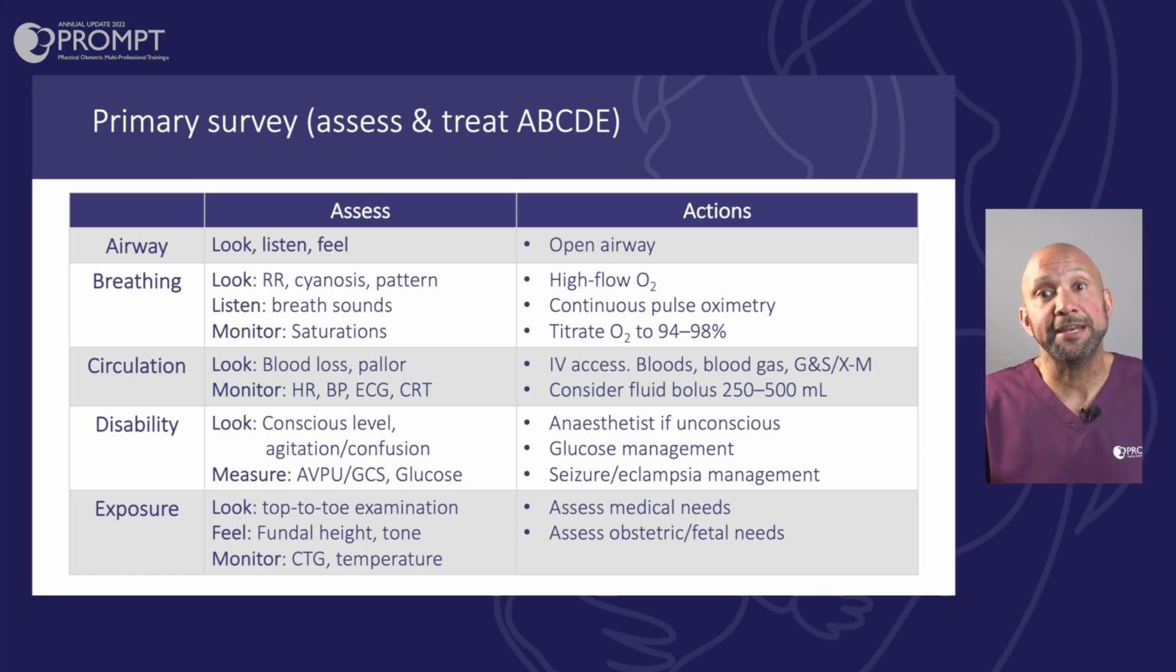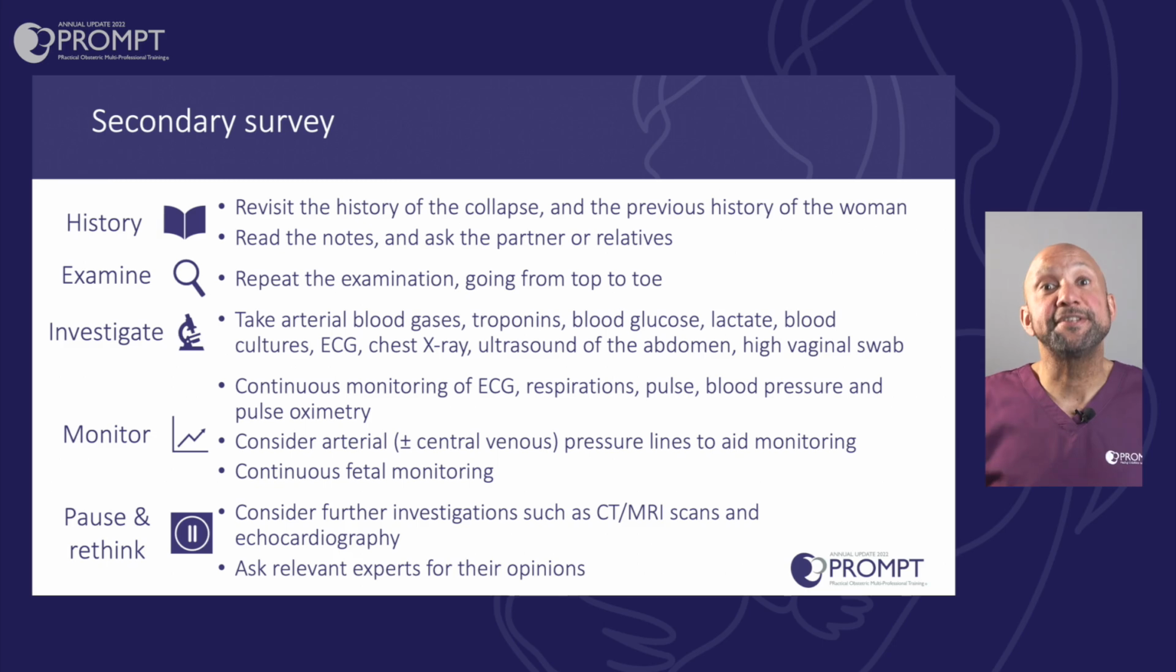In terms of circulation, signs such as pallor can be more difficult to determine on dark skin. So look in the conjunctiva to look for conjunctival pallor rather than just relying on skin colour. And also capillary refill time might be more challenging to elicit on darker skin, so you might want to look at the nail beds. Even though this is a peripheral form of capillary refill time, it may give you some useful information. So moving on to the secondary survey.